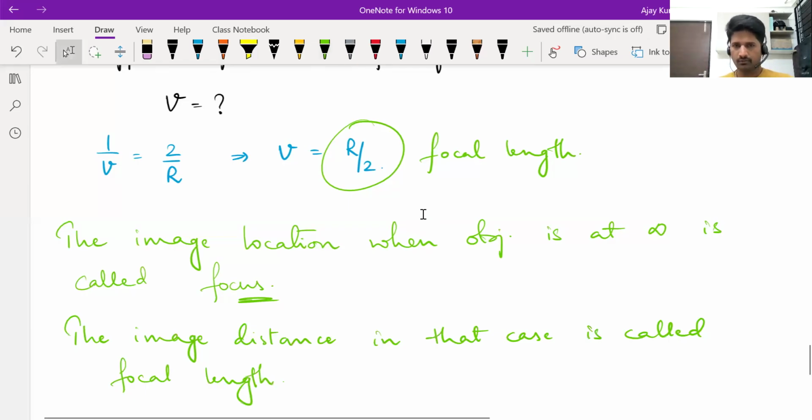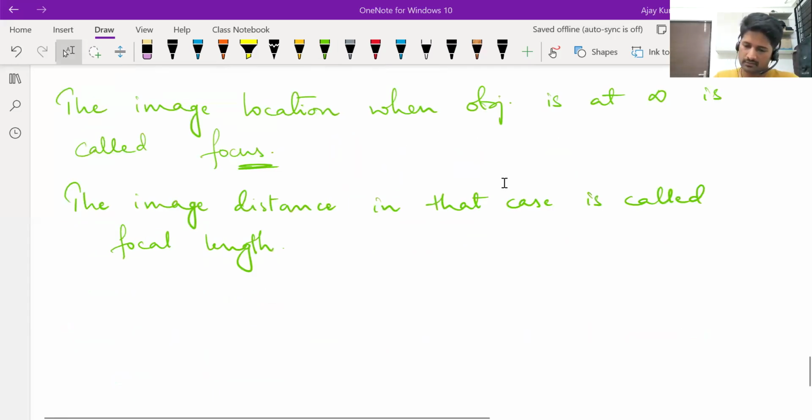Okay, so for a mirror, focal length is equal to r by 2. Therefore, we can say f is equal to r by 2.